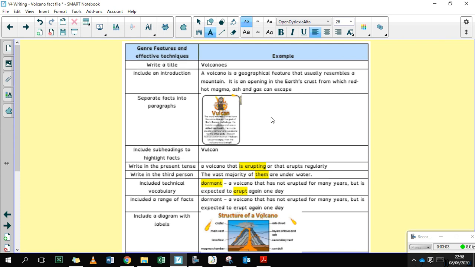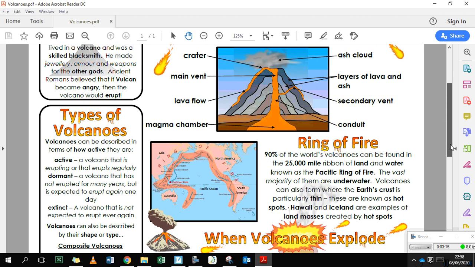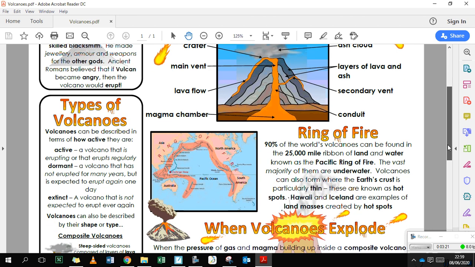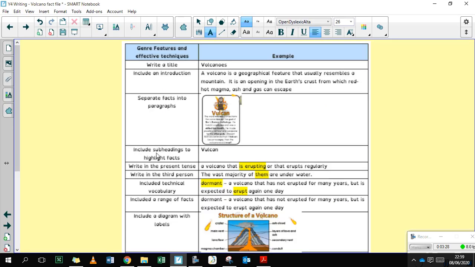You're going to separate your facts into paragraphs. So as you can see again from my example of a fact file about volcanoes, we've got all of our different pieces of information in paragraphs. Some of mine are separated out into boxes. Some of them are just written straight onto the page next to images or diagrams. You'll have subheadings which highlight the facts.